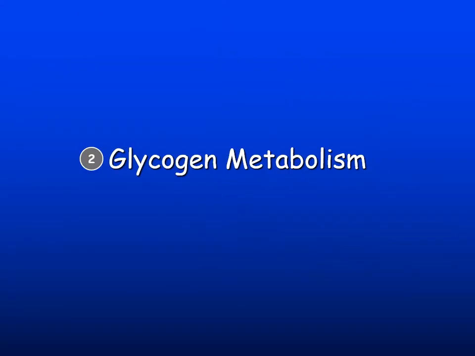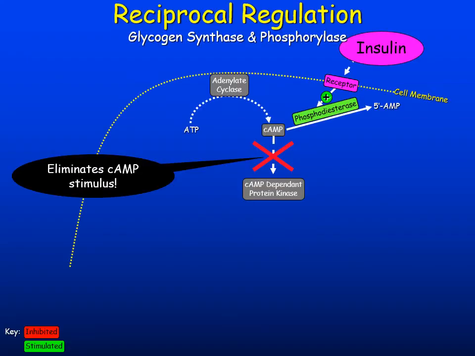So now we move on to section 2 of our big picture, which is how glycogen metabolism changes during the well-fed state. Now, one of the central mechanisms here is the impact of insulin on phosphodiesterase. When insulin binds to its receptor, it activates this enzyme, which actually degrades cyclic AMP, turning it into 5-AMP. So in effect, this has removed that second messenger and therefore removed the stimulus of cyclic AMP-dependent protein kinase.